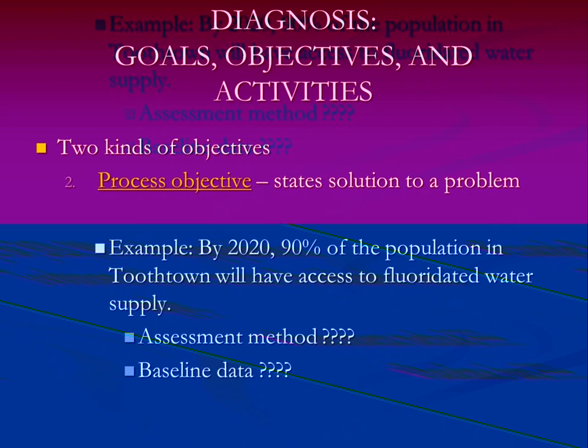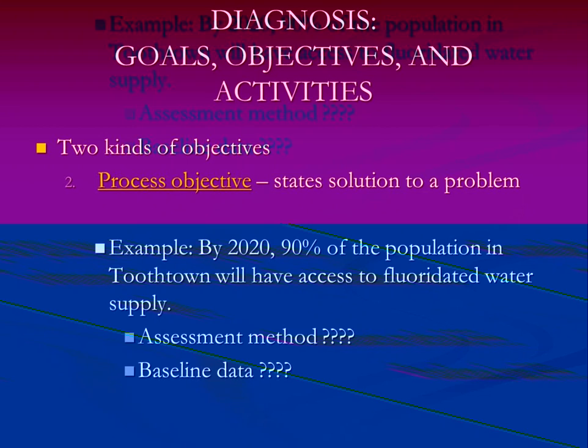So if we deconstruct this and identify those 5 components of the objective, we can see the when, that's 2020, where is Toothtown, who is the population, the what is the condition to be obtained. We want to increase fluoridated water supplies. And then the extent, which is the scope or the magnitude of the situation to be obtained, is at least 90% of the population.